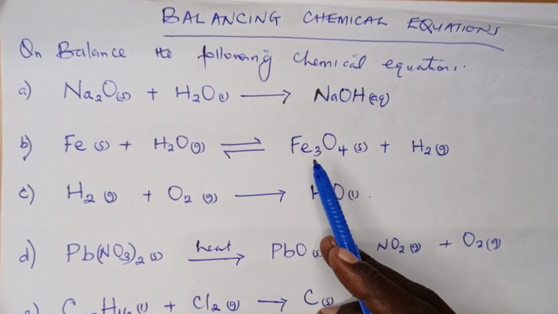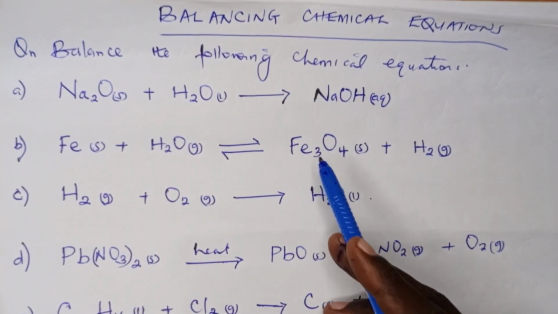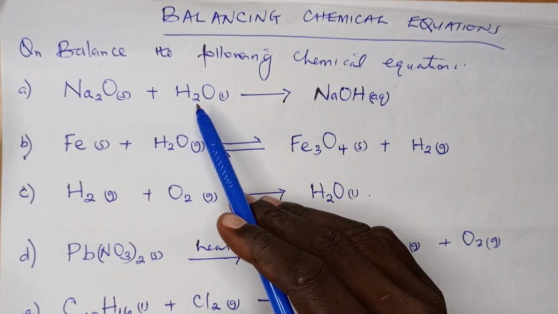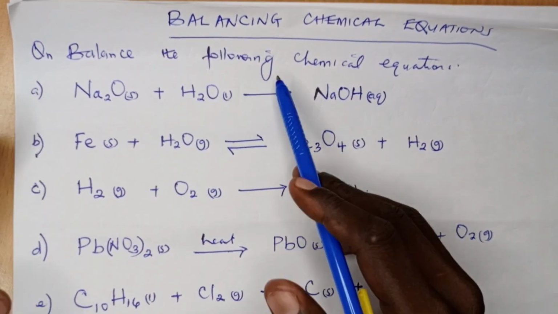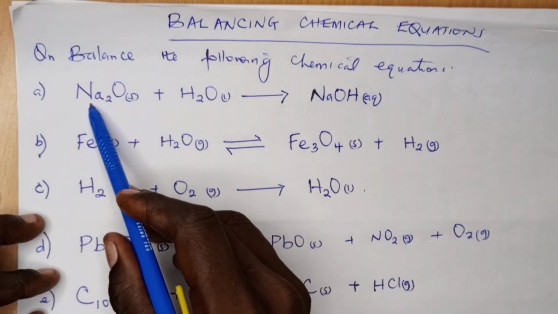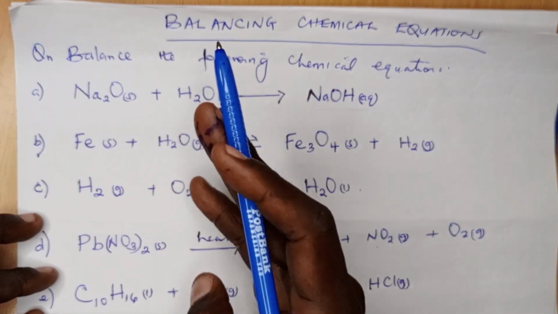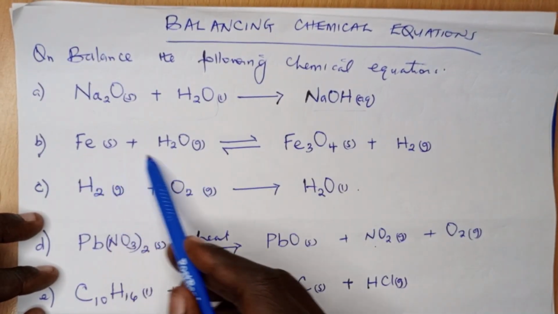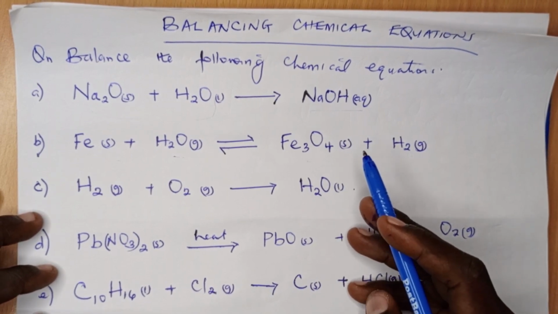For you to be in a position of balancing a chemical equation, you should make sure that the number of atoms of each element at the product side must be equal to the number of atoms of each element at the reactant side. And now in a chemical equation, this is what we call the reactants, and this is the product. So the reactants react to give the products. So these are the reactants, these are the products. So let me take you through balancing.